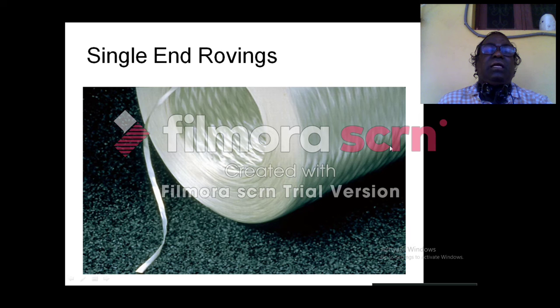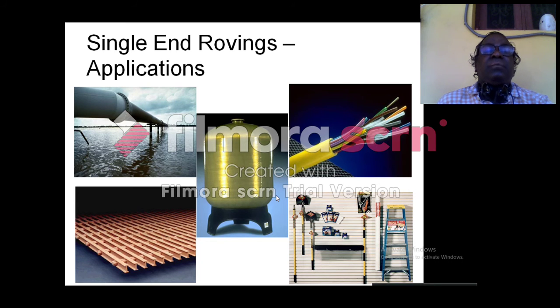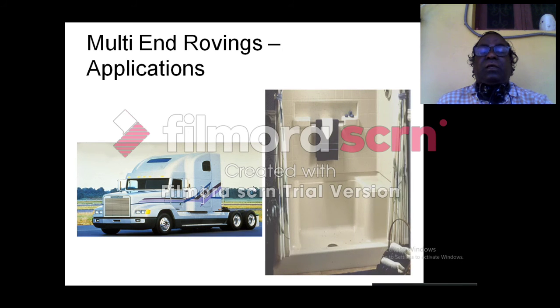This is a single end roving. This is glass fiber rolled in the form of a bundle. This is multi-end roving. Where can they use these applications? This is single end roving and multi-end roving. In automobiles they use the multi-end roving, and in toilets also they use this type of composite material.